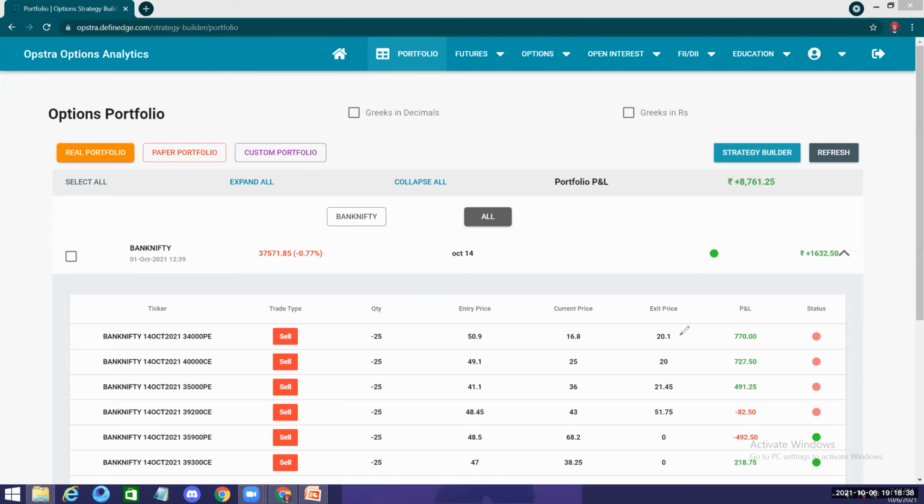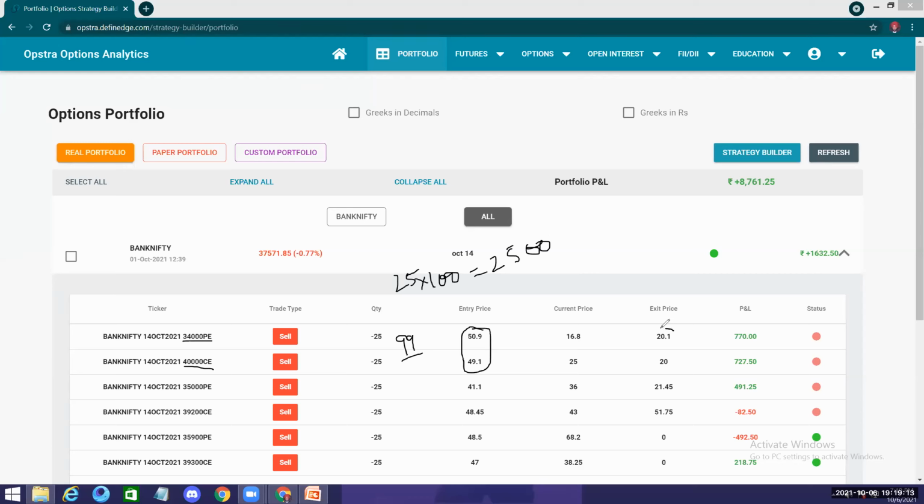Now, what did I show you? 50.9 and 49.1. This was my 34,000 PE and 40,000 CE. So total points I was getting was 99 or approximately 100 points. 25 into 100 was my total profit of 2,500 rupees. Now I am not happy with just 2,500 rupees. It is just 2.31%. Ye dil mange more.